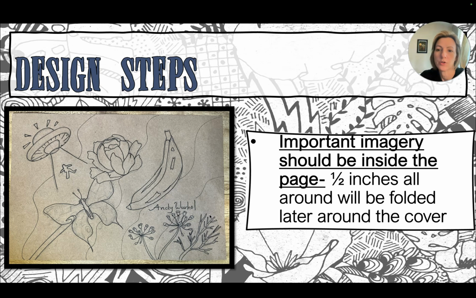Important imagery should be inside of the page. About a half inch all around is going to be folded. So you want to make sure you don't have any words or anything really important right up close to that edge. Right there is about where it gets folded. Right there I'm kind of cutting it close. I could have put that a little bit further down. This is where it's probably more appropriate. There's enough space around it that when I fold over the edges, it's not going to disappear.